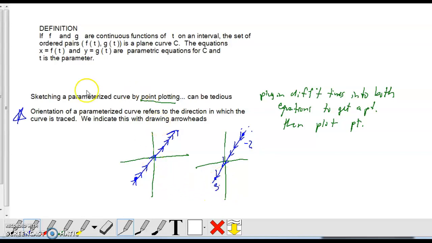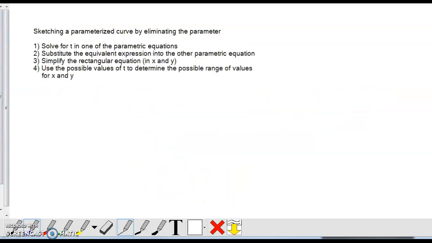The second way that we can do this, so this is number one, the second way we can do it is by eliminating the parameter altogether, taking away the t. So this is option number 2. What we're going to do is solve for t in one of our parametric equations. We'll take a look at that, and then we'll substitute it into the other parametric equation, and we simplify into the rectangular equation. So again, we can see that polar equations and rectangular equations from our previous video are coming together in here.